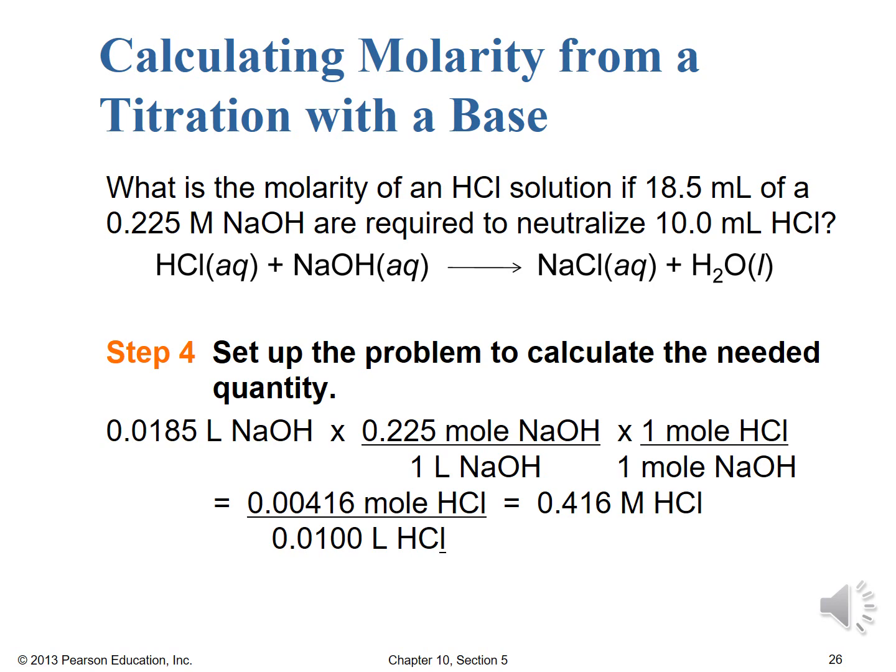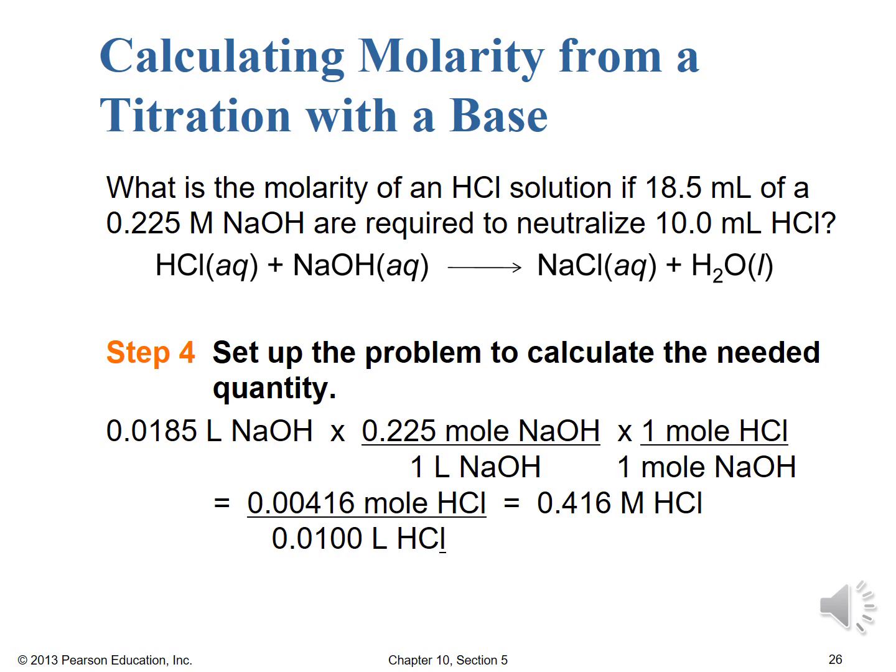And finally, that will give us the moles of HCl. When we divide the moles of HCl by the liters of HCl, we started off with 10.0 milliliters of HCl, so that's 0.0100 liters of HCl. We take our 0.00416 moles of HCl divided by the 0.0100 liters of HCl to get a concentration of 0.416 molar HCl.